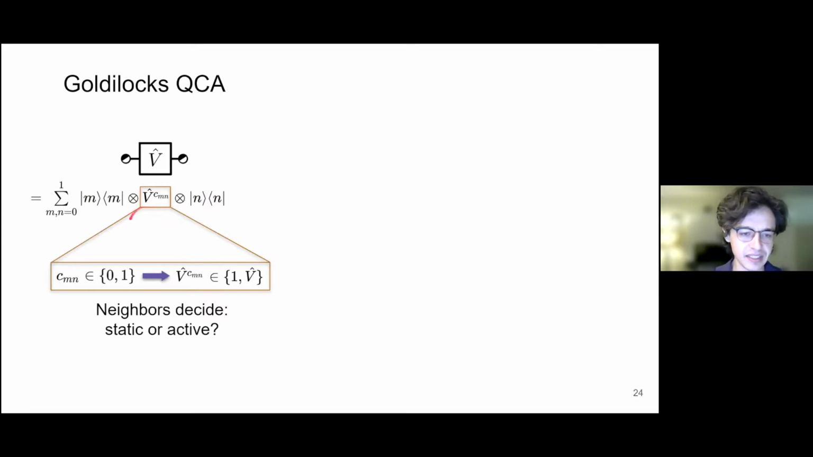And so this C_MN is a 0 or a 1, and that comes directly from the rule number. And so that's sort of how we do that encoding of dynamics to a rule number. It's related to these C_MNs. But that means that this matrix power can either be the identity or that operator V itself. And so what we see happening here is that the neighbors decide whether or not that center qubit is static, we operate with the identity, or active, we operate with that operator V.